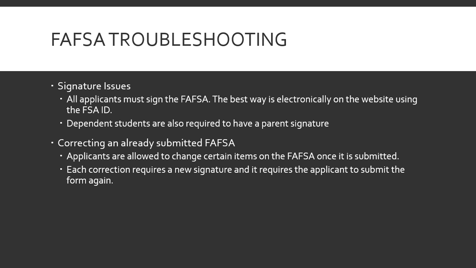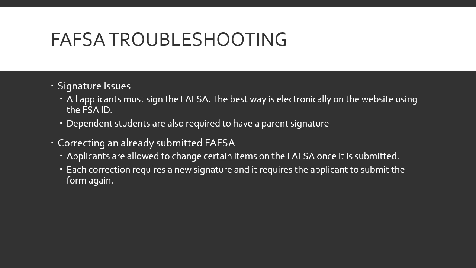Finally, if you need to correct a FAFSA, you are allowed to do that. However, you need to re-sign and resubmit that correction on the FAFSA. What happens when you make a correction on the FAFSA is it essentially redoes the FAFSA. It generates a brand new transaction of your FAFSA, and in that case you must re-sign that transaction, and you also must resubmit the FAFSA as well.